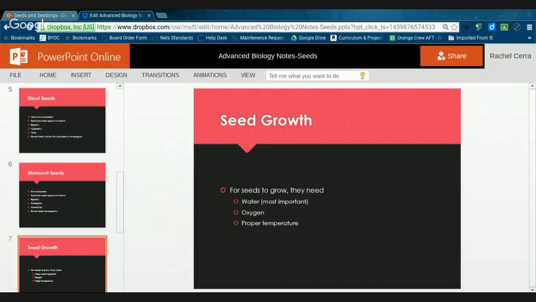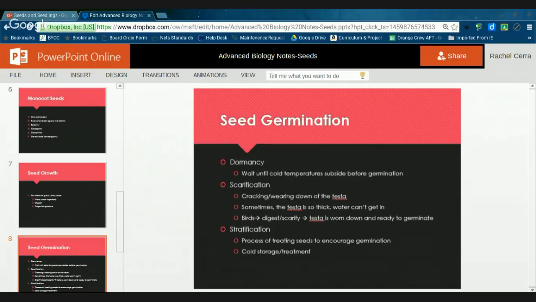So, okay. Next thing. There's a couple of things that sometimes have to occur to get the seeds to germinate. Some special, I don't want to call them steps, but they're kind of steps that your seeds have to go through in order to start germinating.